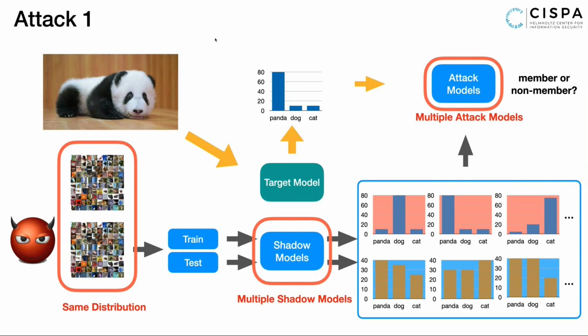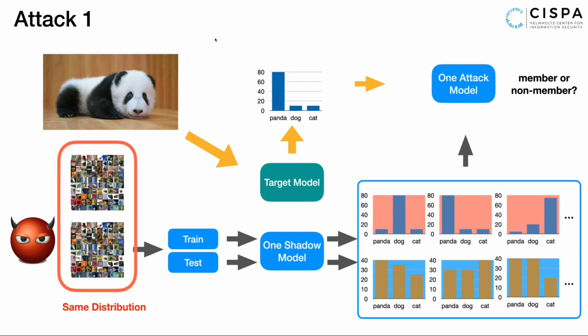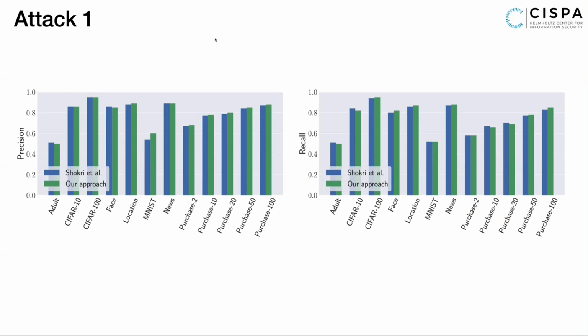So following these ideas, we go for 3 different attacks. The first attack, we do a very simple thing. All we did here for the first attack is we just replace multiple shadow models and multiple attack models with one shadow model and one attack model. That's it. All the other parts stay the same.